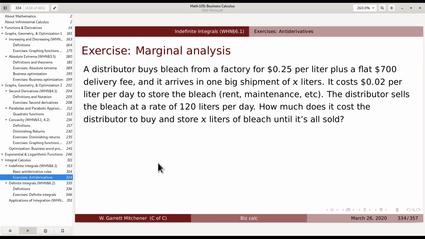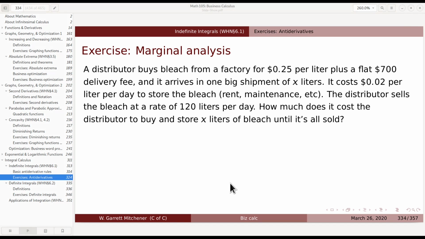For a dangerous chemical in particular, the storage costs may actually be significant because you have to have specialized equipment to handle it. You may have to have special licensing. You may have to hire experts in handling dangerous chemicals, things like that. So that's the context of this problem. Let me write down here a little bit about the bleach distributor problem.